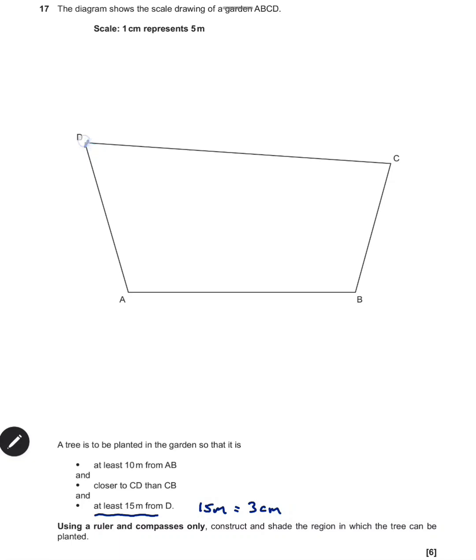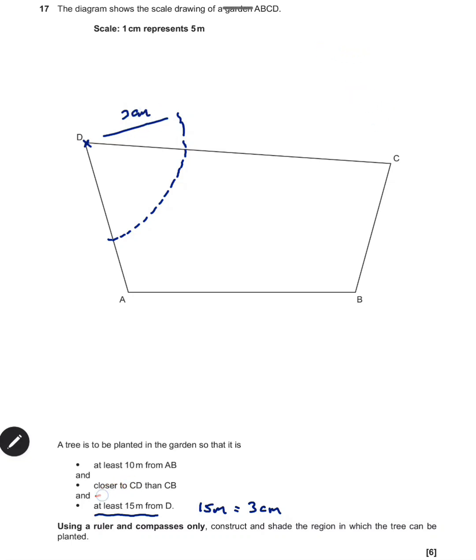So there's D. I'm going to open up my compass to 3 centimetres. And what I'm going to do is a circle with a radius of 3 centimetres. So that's taken care of that bit.